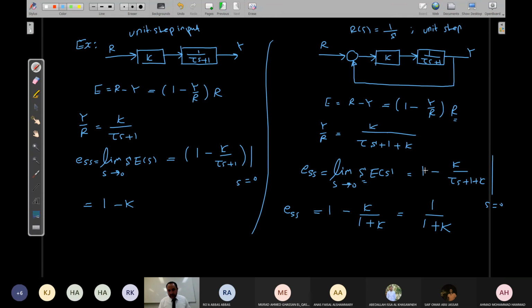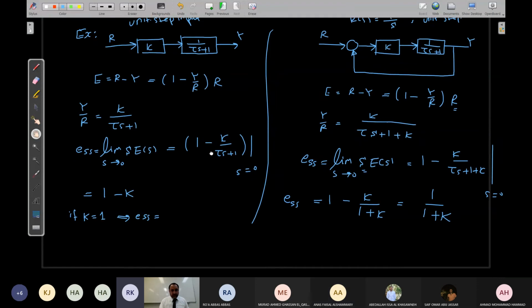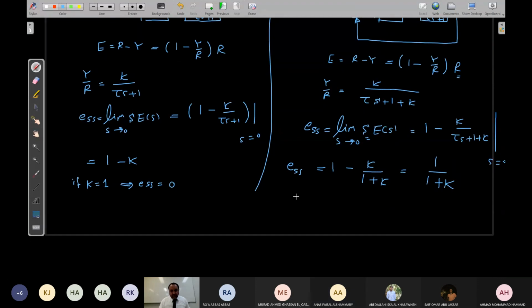I end up with 1 minus K over 1 plus K. If I simplify it, I will end up with 1 plus K. Now let's see. If K is equal to 1, then E steady state will equal what? 0? If K here is equal to 1, then E steady state will equal 1 over 2.